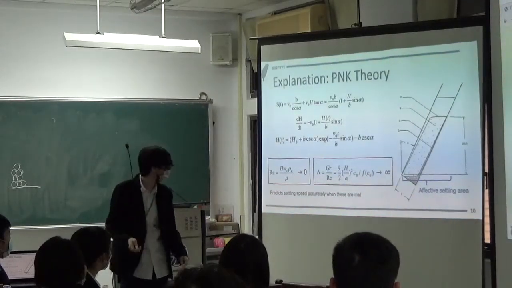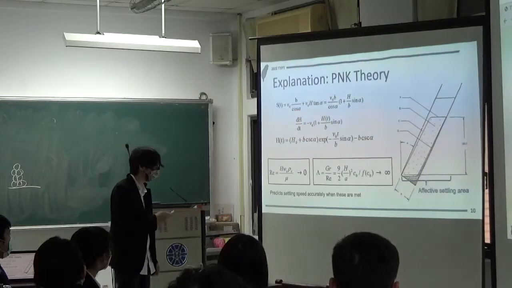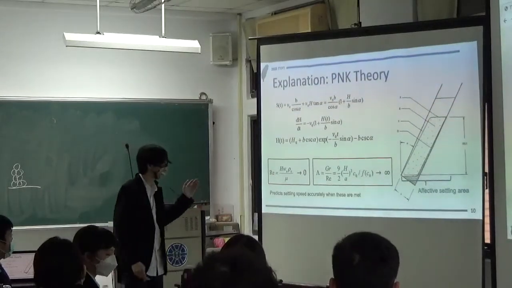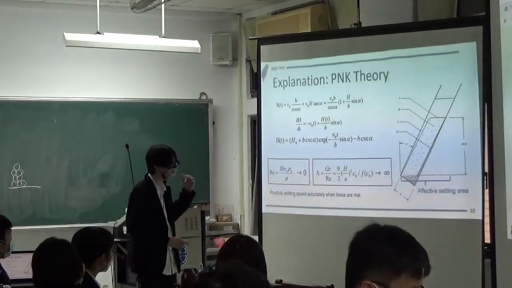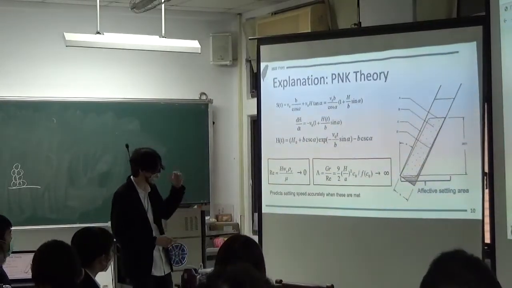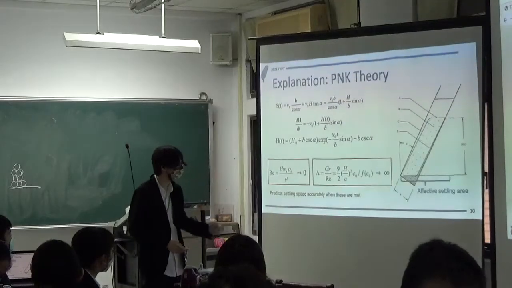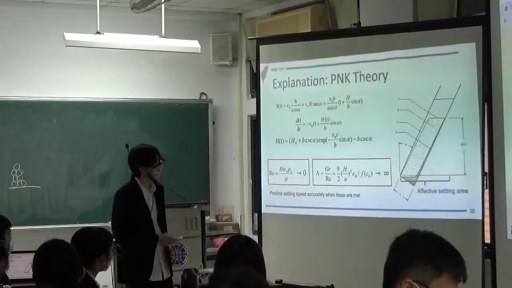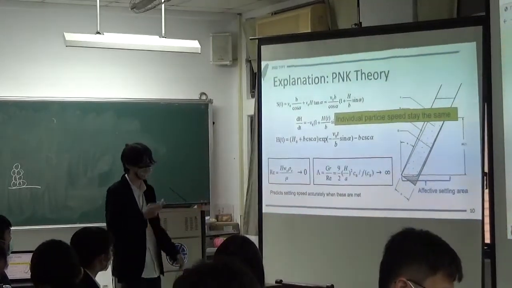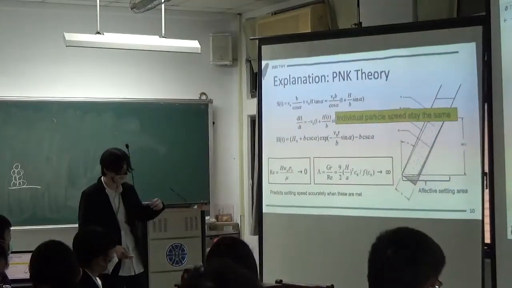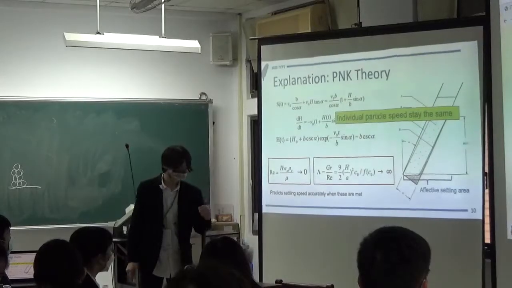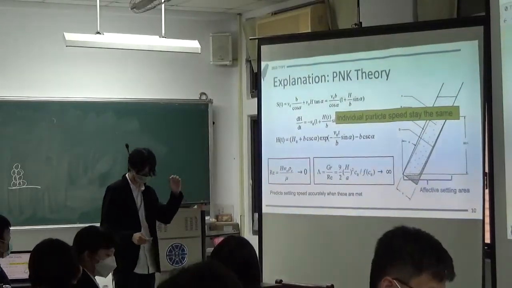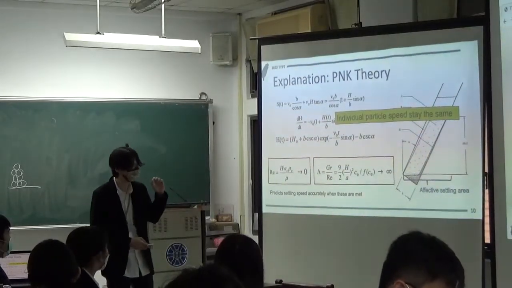Previous studies have shown that PNK theory predicts the settling rate accurately when the Reynolds number approaches infinity, and lambda, the ratio of GR and the Reynolds number, approaches infinity. PNK theory is also right when individual particles' speed stays the same, and this assumption already contradicts our observation.